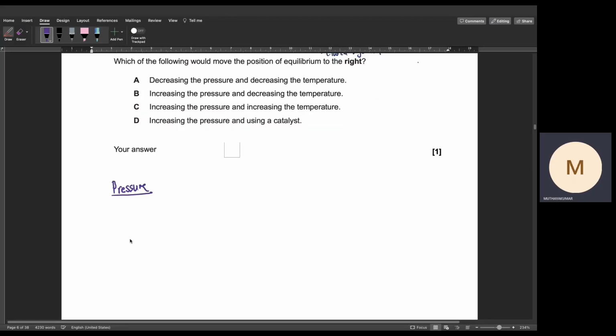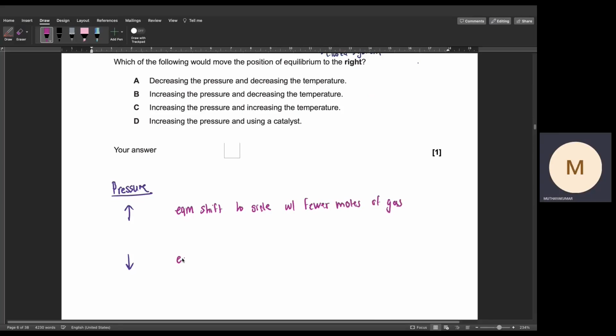Let's look at pressure first. So we can do two things. We can either increase the pressure or we can decrease the pressure. If we increase the pressure, the equilibrium will shift to the side with fewer moles of gas. If we decrease the pressure, the equilibrium will shift to whichever side has a larger number of moles of gas. Let's review temperature and then we'll apply it to this question.